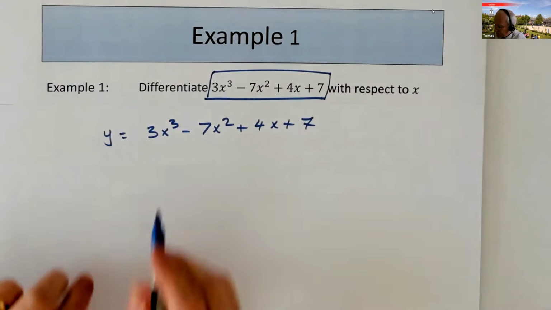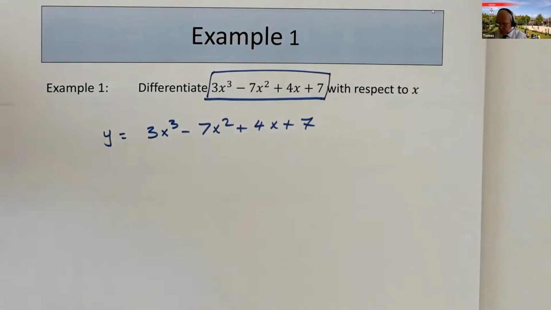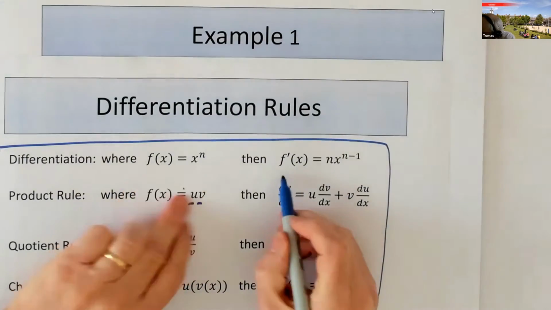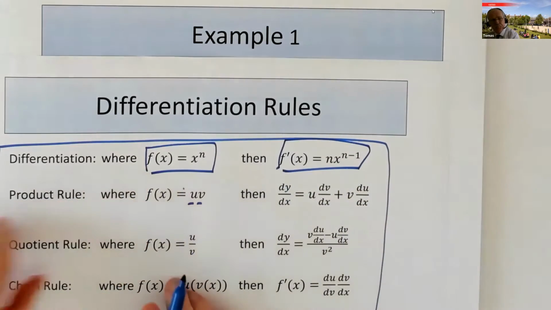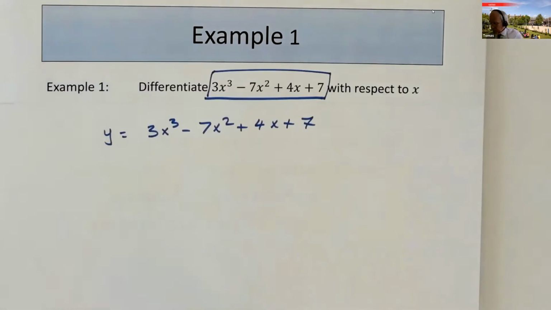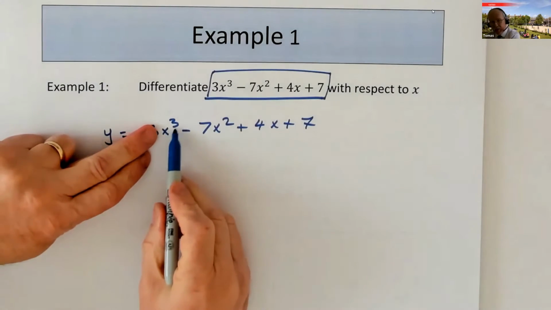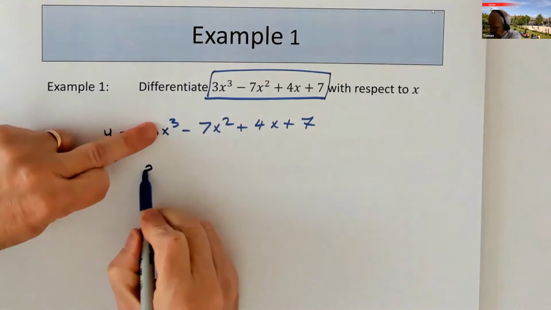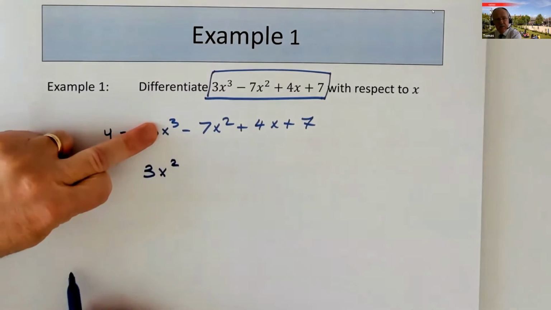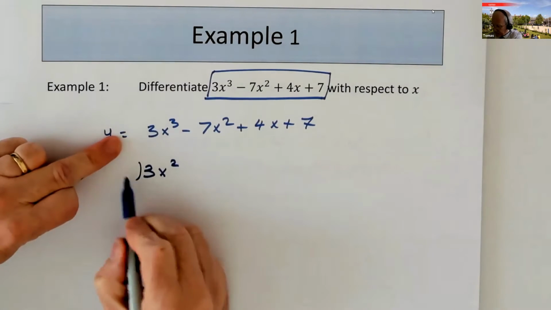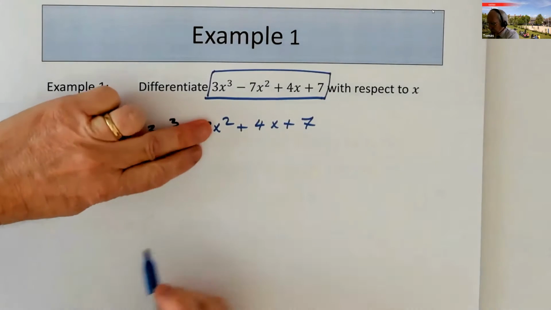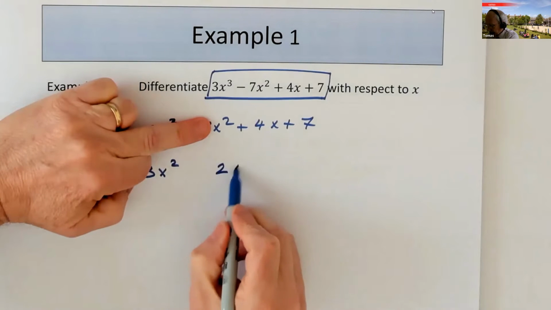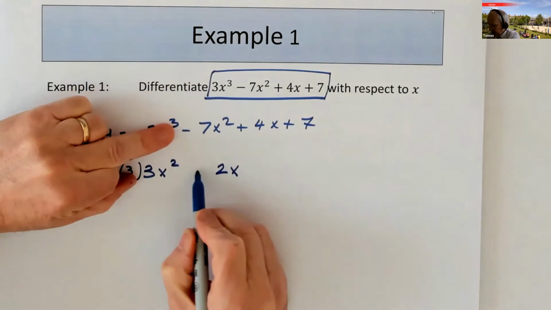Okay, so the rule says, well, this is what it says. If it's x to the power of n, it must be this. So if that's x to the power of n, I'm going to take down the 3 and call it 3x squared. And because there's 3 of them, I'll multiply by 3. For the x squared, I'm going to call that 2x, but I'm going to multiply by minus 7.